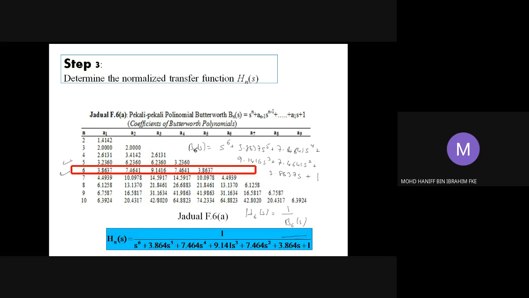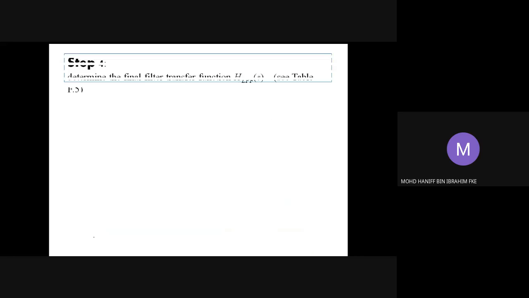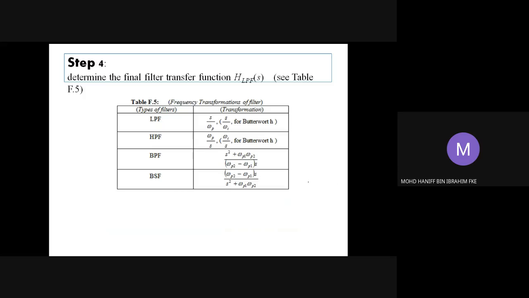Step number 3. And finally, this is the one I mentioned before. You have this Hn of s for n equals to 6. And finally, for us to calculate the actual transfer function for low pass Butterworth filter, we are using this table F5, in page number 2, if not mistaken. You can refer to page number 2. You have this.